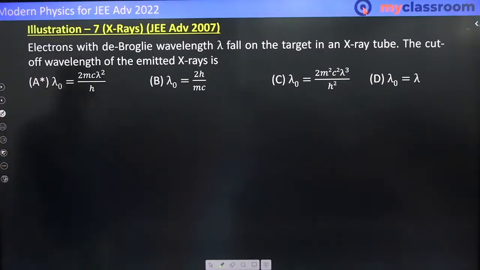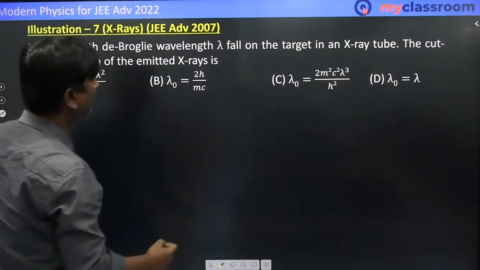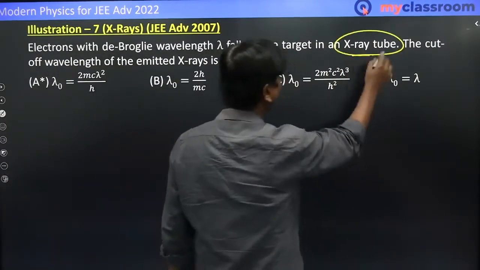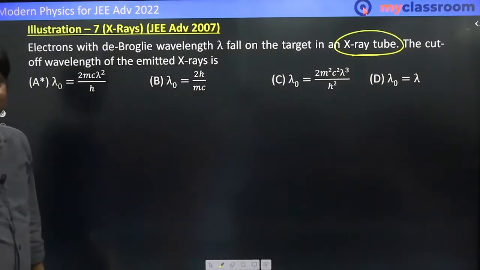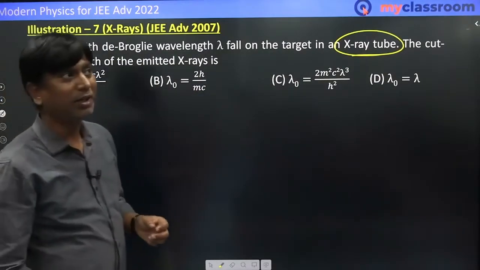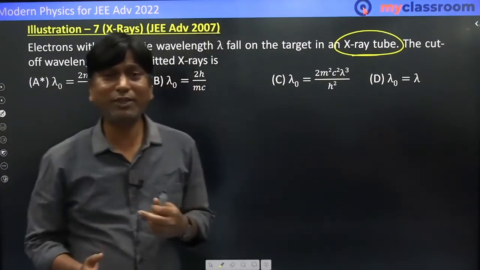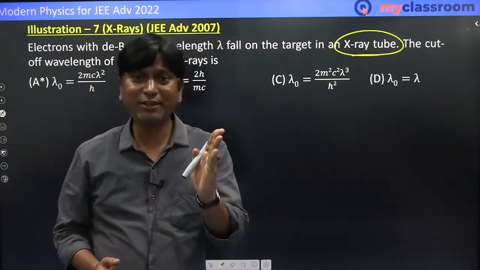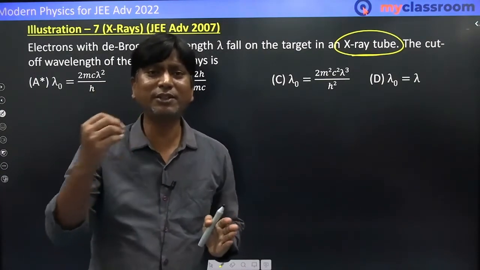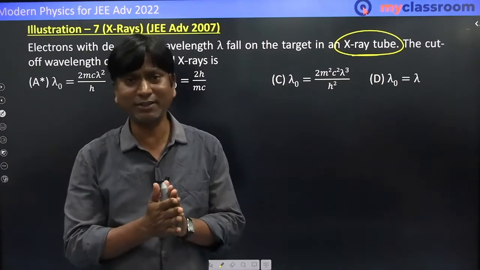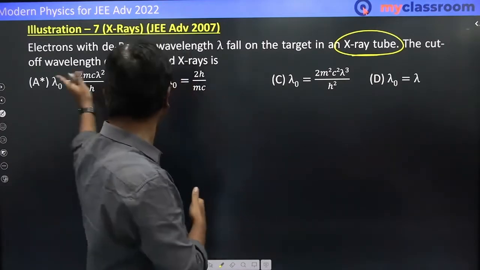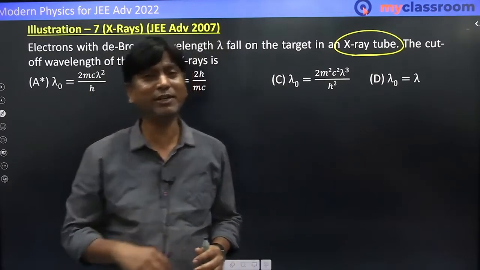Electrons with a de Broglie wavelength of lambda fall on the target in the X-ray tube. Now we are coming to the X-ray tube. In the X-rays, there are two types: continuous X-rays and characteristic X-rays. The cutoff wavelength they are asking about is related to continuous X-rays.